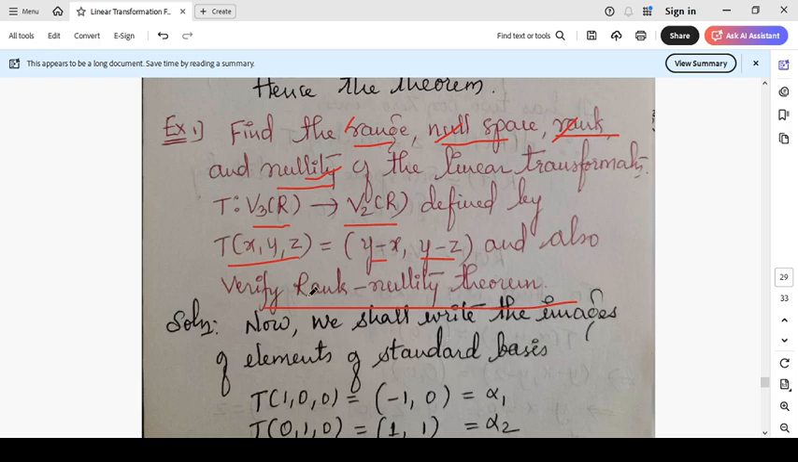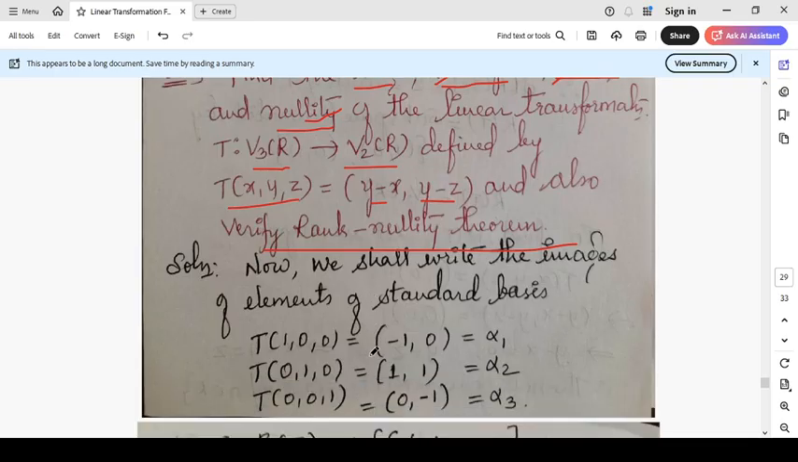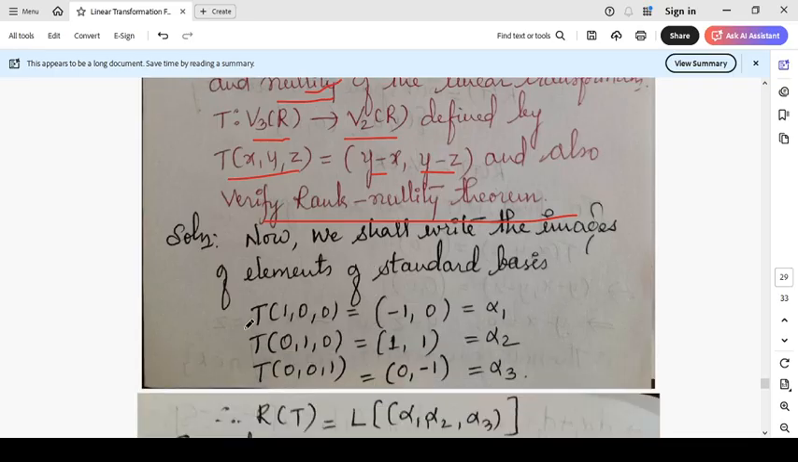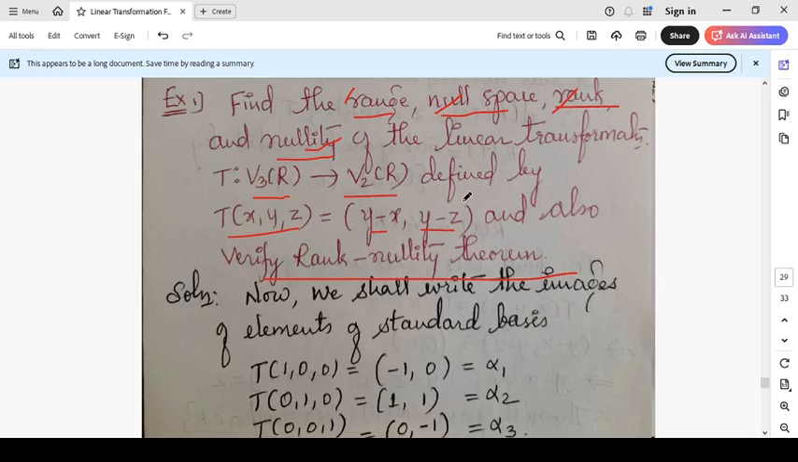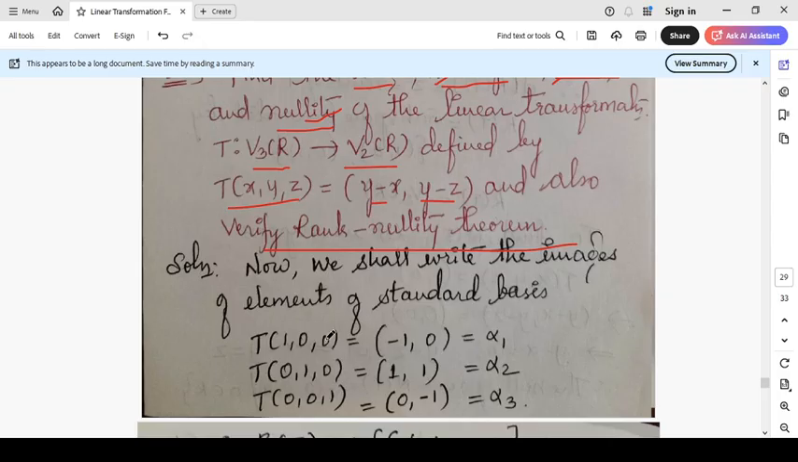According to the definition, we need to know it. If you know the definitions, then only we can simplify these examples. So we need to construct the T images. Let us see the T images of the standard basis. They have not given any basis over here, so therefore first we need to take the standard basis.